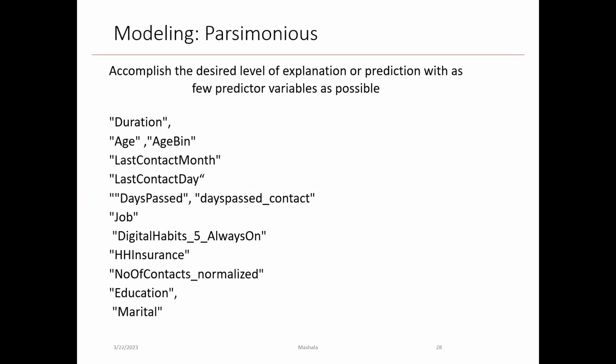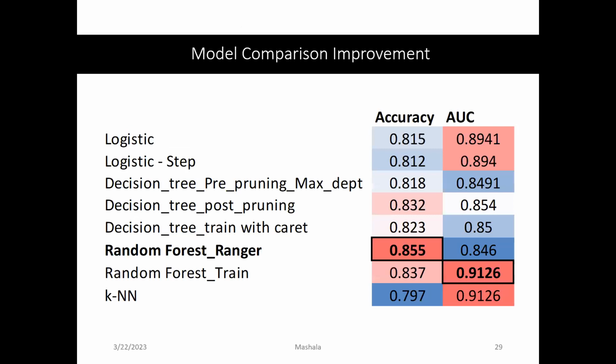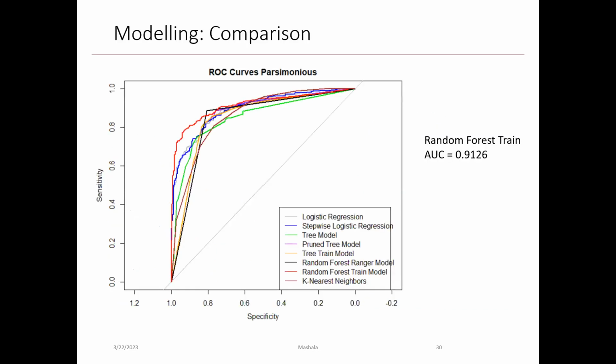This was done in order to get a parsimonious model, which accomplishes the desired level of explanation or prediction with as few predictor variables as possible. Afterwards, I re-evaluated the model to check the results, and indeed the forest ranger was still at the top with an accuracy of 0.855. And here again, the modeling with the ROC curves.